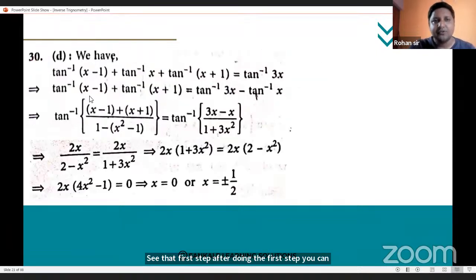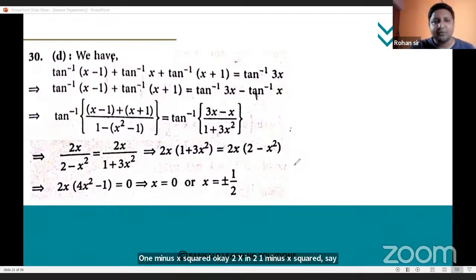So tan inverse (x minus 1) plus tan inverse (x plus 1), on simplifying you get 2x upon 2 minus x square, which is equal to, on the RHS, 2x upon 1 plus x square. When we cross multiply, we get 2x into (1 plus 3x square) equal to 2x into (2 minus x square).